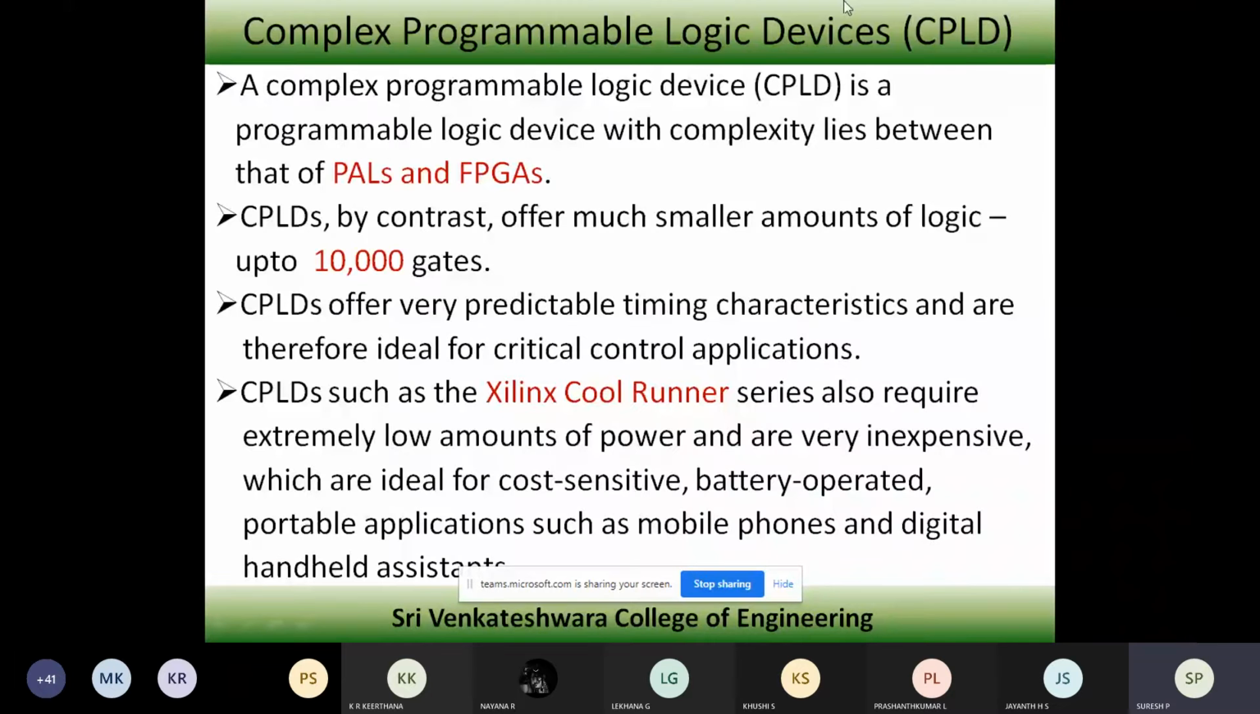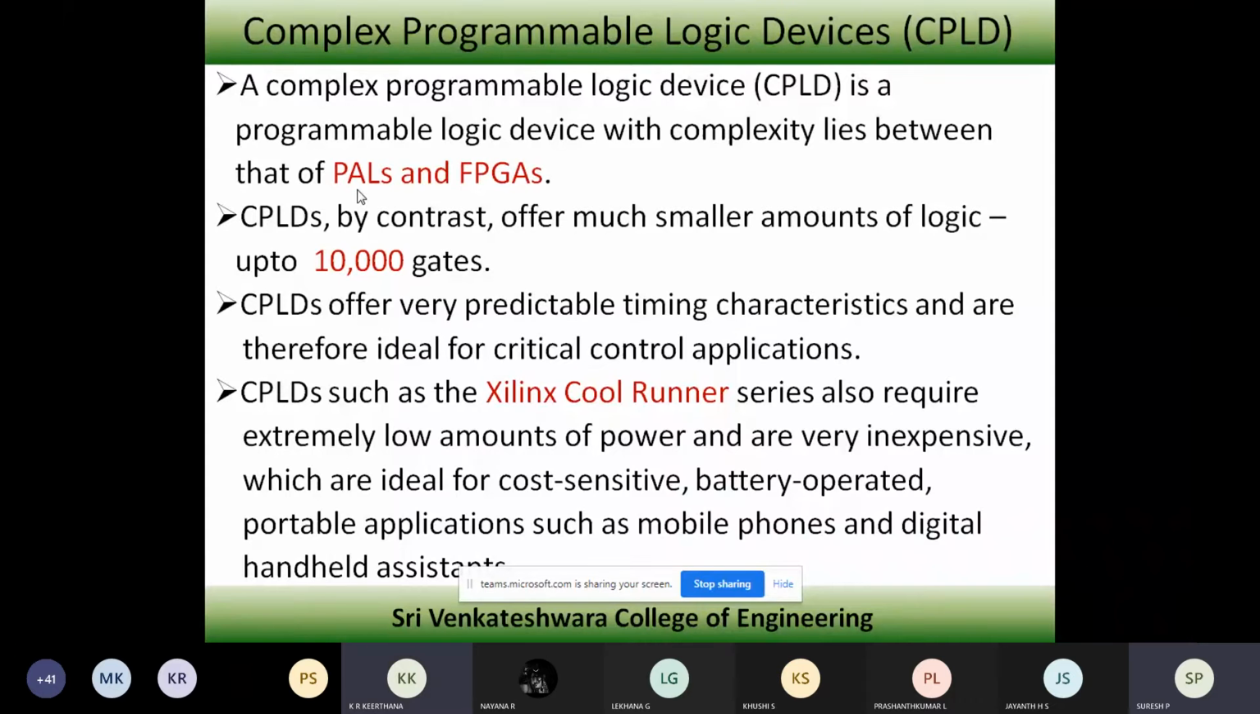CPLD, that is complex programmable logic devices. So as the name indicates, it's a programmable logic device whose complexity lies between a PAL and an FPGA. PAL is programmable array logic and FPGA is field programmable gate array. So programmable array logic is nothing but what? What will be programmed at the input side and the output side to build your functions?